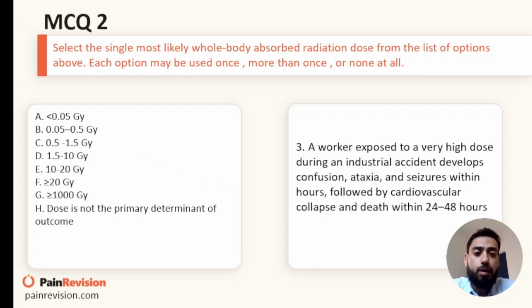Fine. For this case, this worker was exposed to an extremely high dose and they've developed confusion, ataxia, and seizures. So you're starting to get central nervous system symptoms here. And then they actually died 24 to 48 hours later. So obviously, your answer here is going to be in a slightly higher range. Have a think about it, and then we'll answer it together.